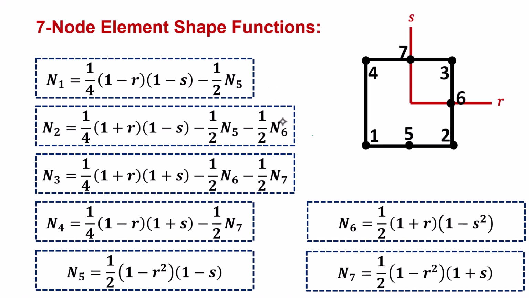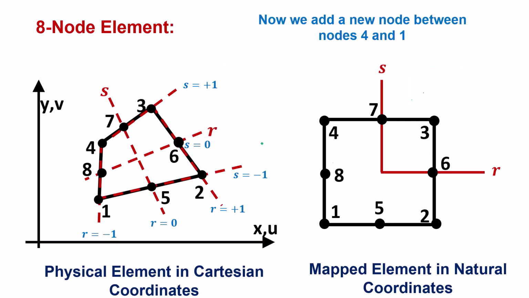Here is the complete set of shape functions for the 7-node quadrilateral element. You can see how half of n7 is subtracted from n3 and n4. The important point is that now 3 of the edges, the bottom, the right, and the top, all have quadratic interpolation, while the left edge is still linear. So each time we add a mid-side node, one more edge becomes quadratic, and the element gains more flexibility and accuracy. Now we move on to the 8-node quadrilateral element.